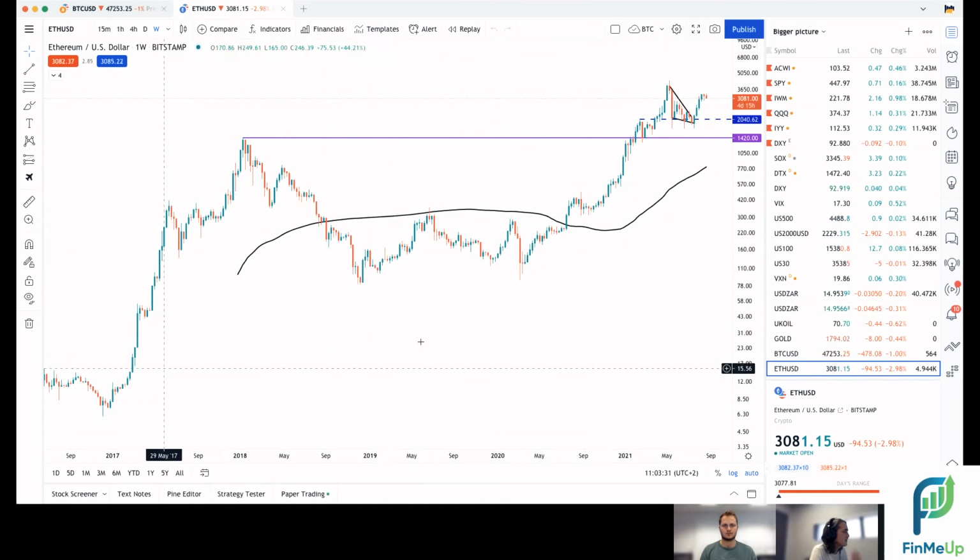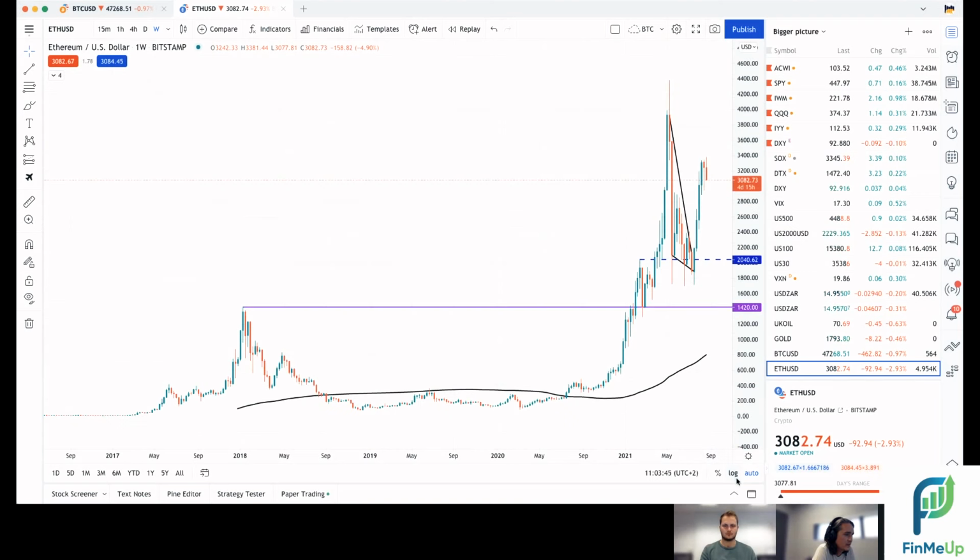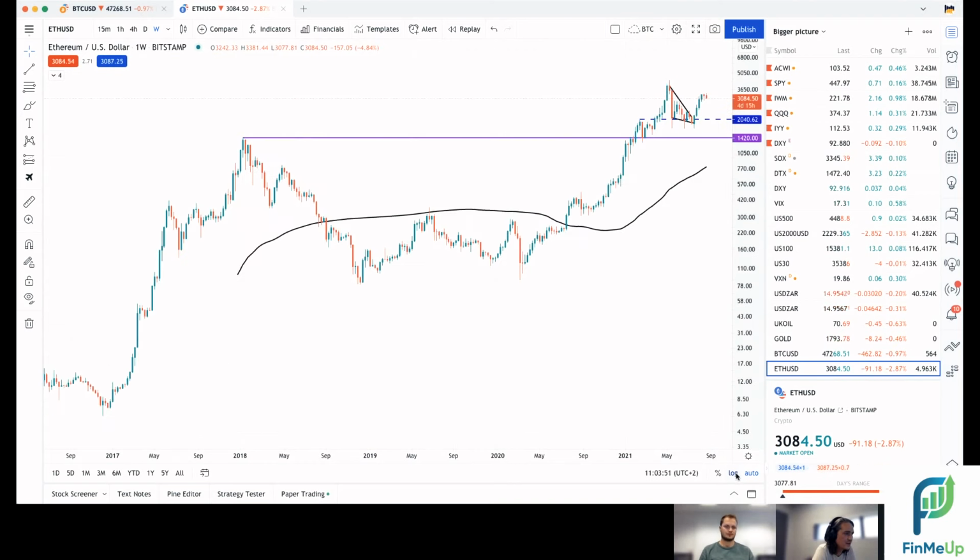So with the crypto stuff, what I prefer to do is look at weekly charts rather than daily charts, and I like to use a logarithmic scale. I'll show you the difference that the log scale makes compared to a normal scale. If you just do a normal price scale, that's what you get: huge moves. If you put that in a log scale, it normalizes that out a bit. It changes the way the chart is plotted.